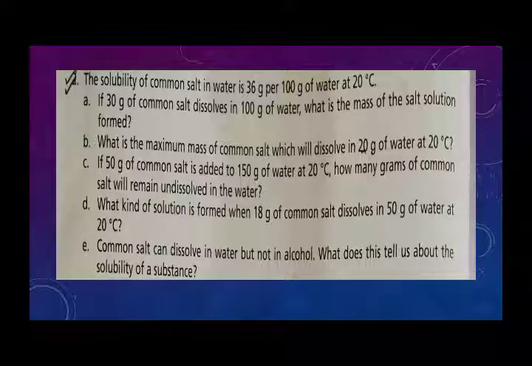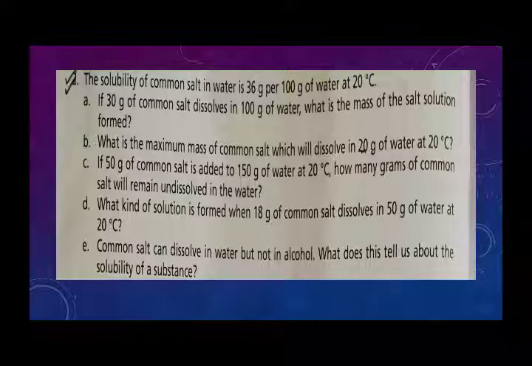Now in part E, common salt can dissolve in water but not in alcohol. Here we are going to discuss the nature of solute, because we all know that common salt is a solute and water is a solvent. We already learned about the nature of solute and nature of solvent. If the nature of the solute does not match the nature of the solvent, they cannot dissolve in each other or make a homogeneous mixture with each other.